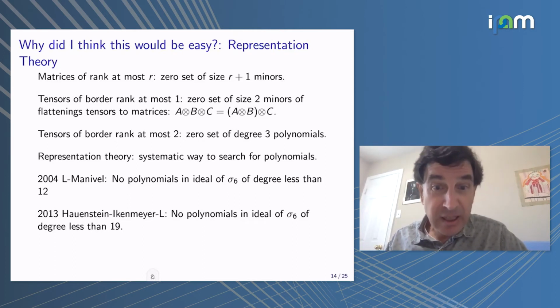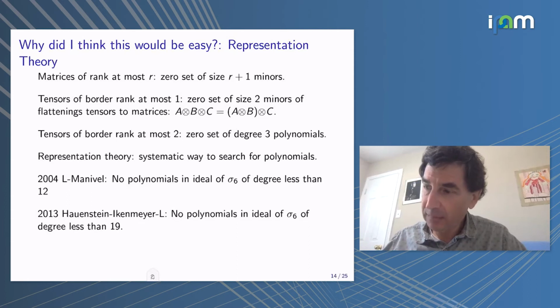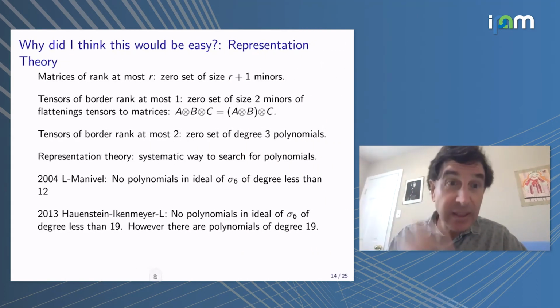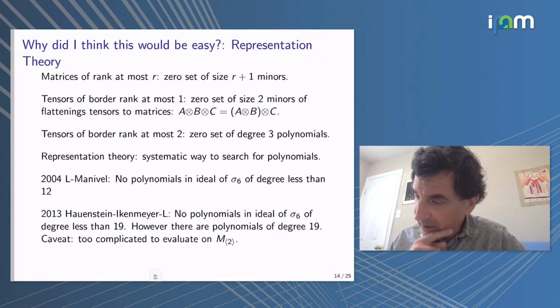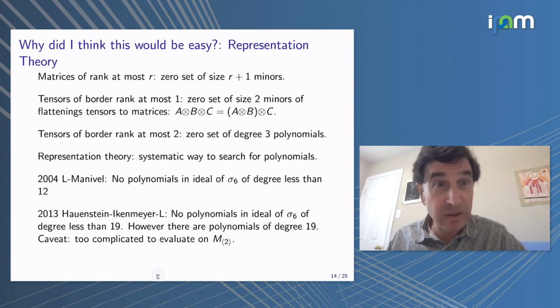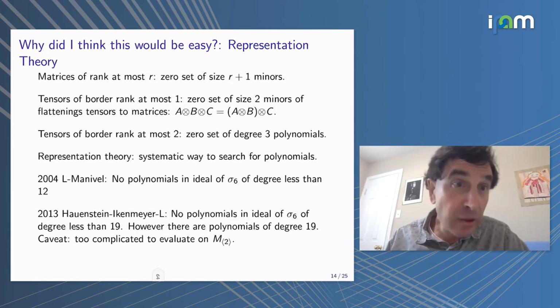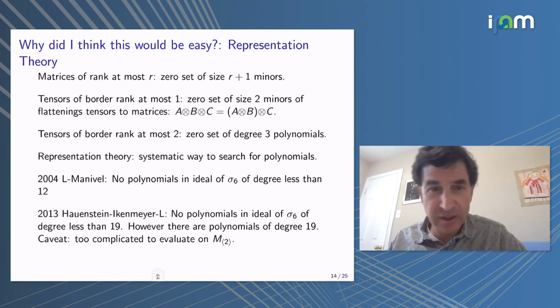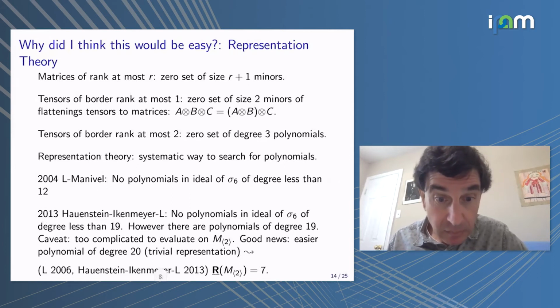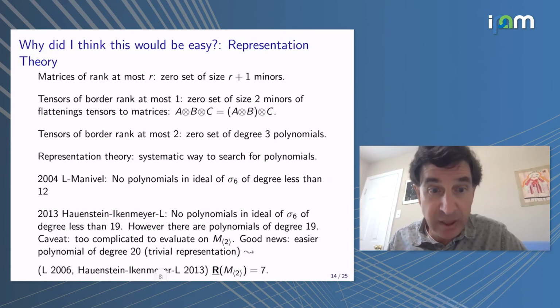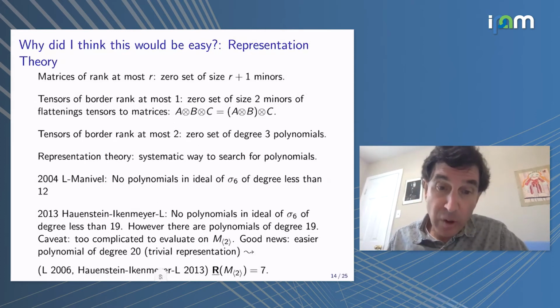And they found there is nothing in the ideal of degree less than 19. But in degree 19, they found a module in the ideal. But it's too complex. The polynomial was just horrific. We could numerically at that point prove it, but that's not a mathematician's proof that's satisfactory. But fortunately, in degree 20, they found a simpler polynomial because it corresponded to a trivial representation that did work and gave a proof that this border rank of 2x2 matrix multiplication was indeed 7 and not 6.